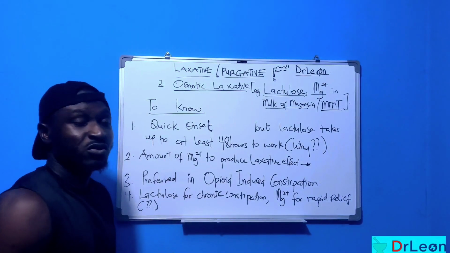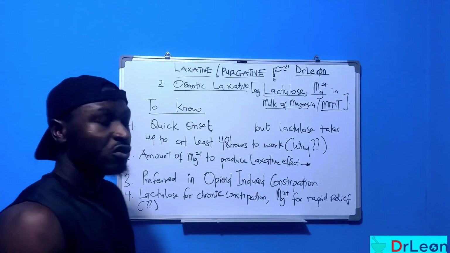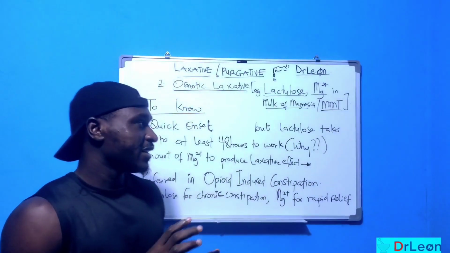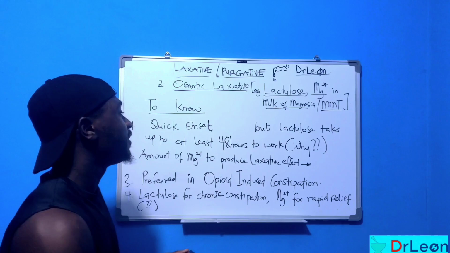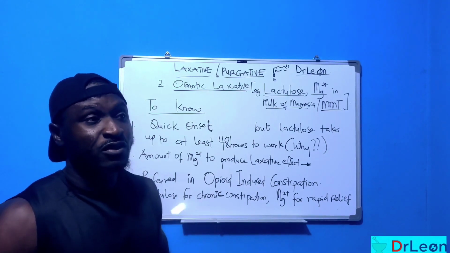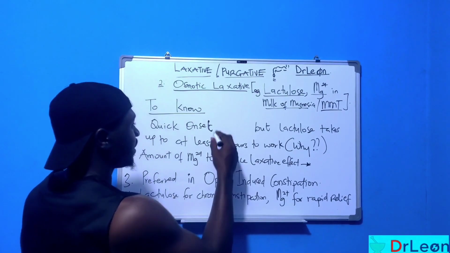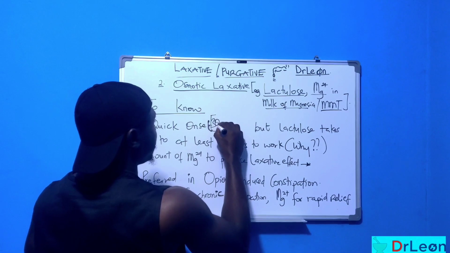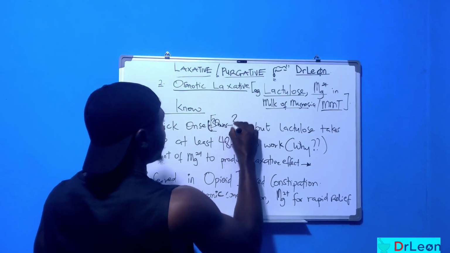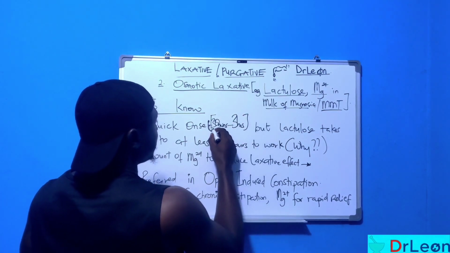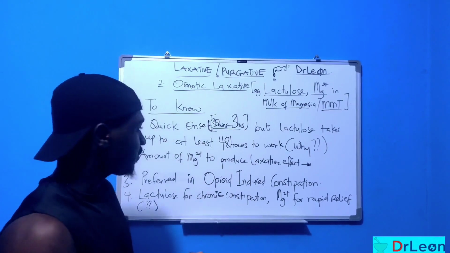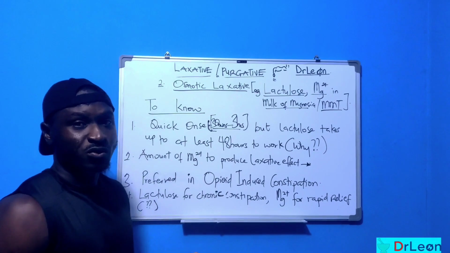So the first thing that we have to know is about the onset. Most osmotic laxatives have a quick onset, and with that, we normally use them for rapid relief. Their onset can start from anywhere within 30 minutes to 3 hours. So 30 minutes to 3 hours, they will start to work.